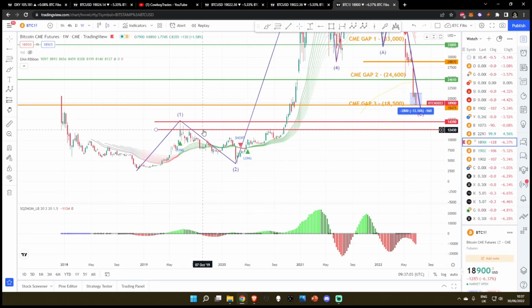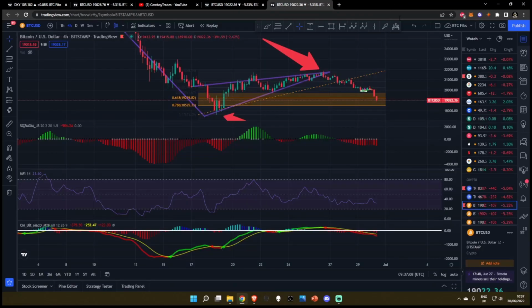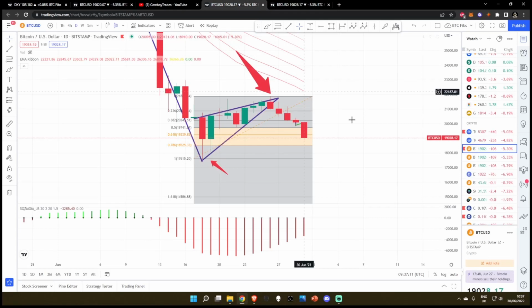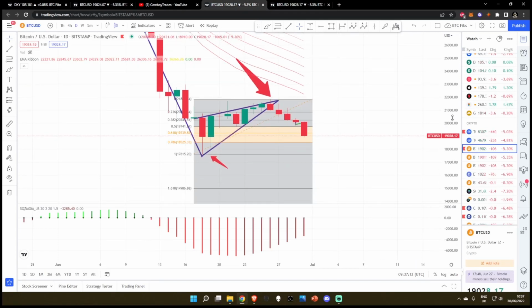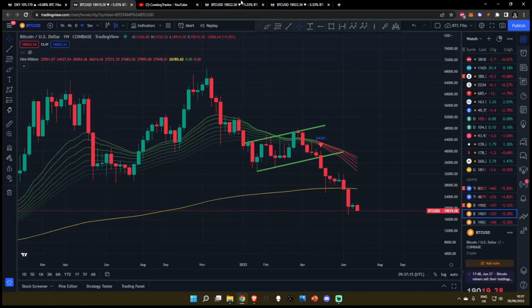Am I saying it's coming down to there? Absolutely not. I've been saying for months now 16,500 to 14,000 is my bottoming range, and I'm still sticking to my guns on that. So let's move on to the previous chart that we were running, and I'll talk about a new pattern that I have noticed in the market.